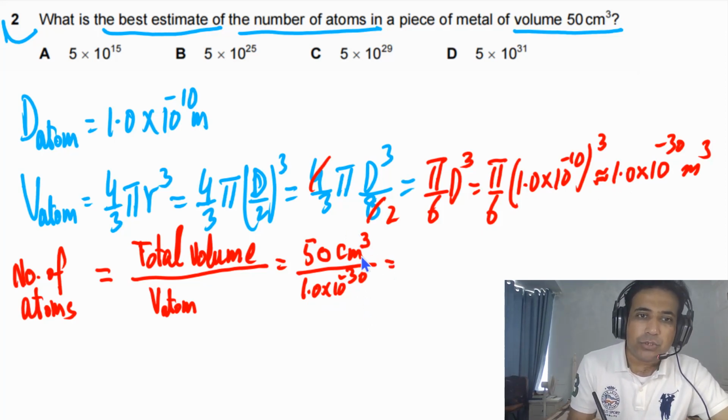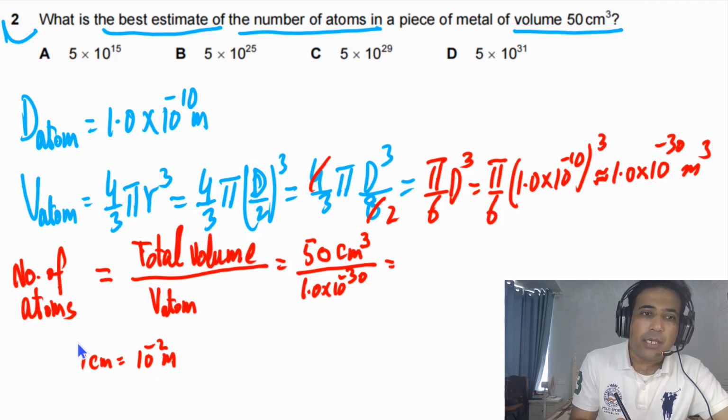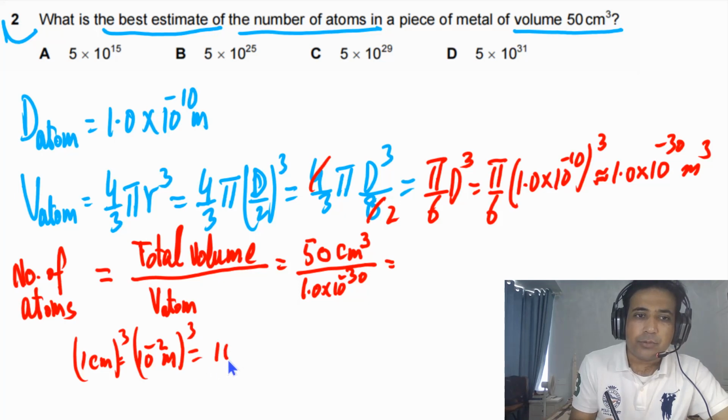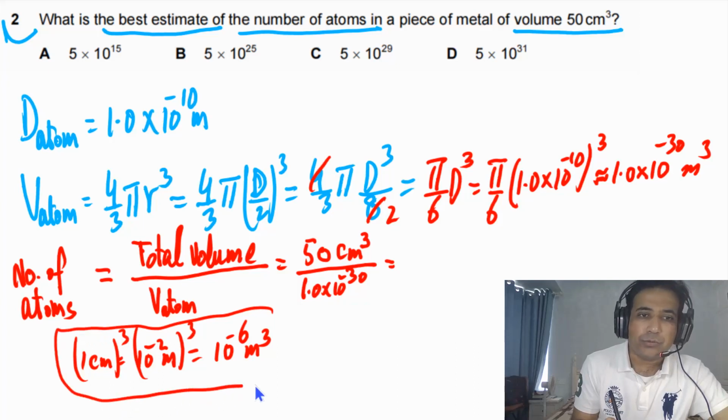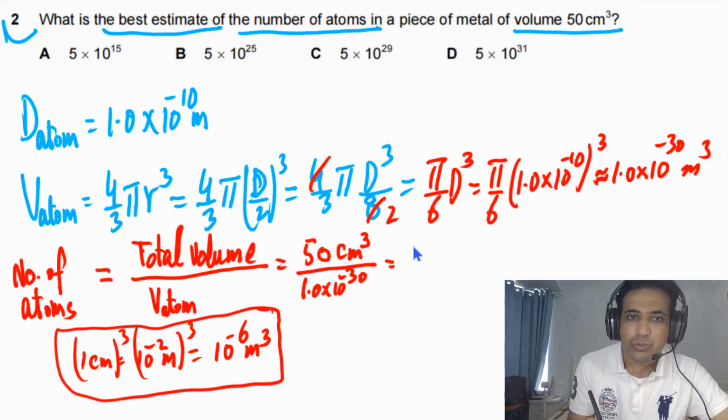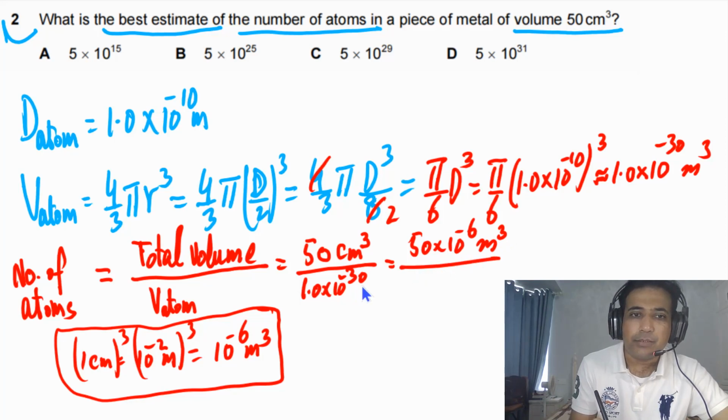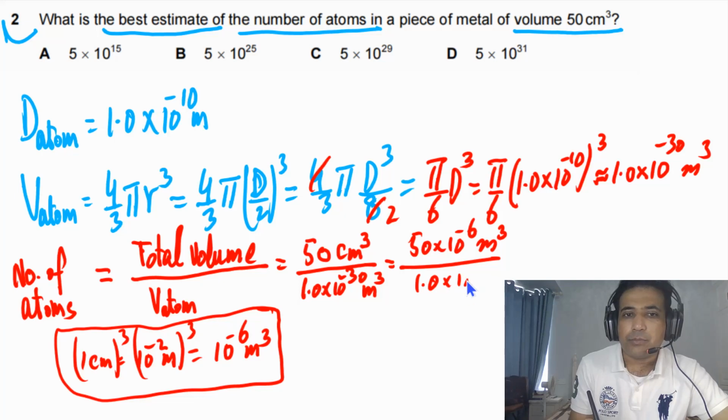Now we need to change this unit. So we need to understand that 1 centimeter is equal to 10 to minus 2 meters. And if we take the cube on both sides, this will be equal to 10 to minus 6 cubic meters. This is the point you need to understand, how to convert units. So here we have 50 times 10 to minus 6 meters cubed, and here we have 1.0 times 10 to minus 30 meters cubed.